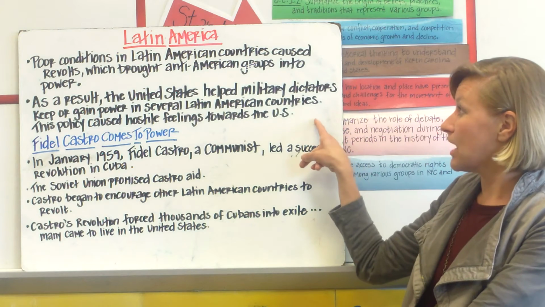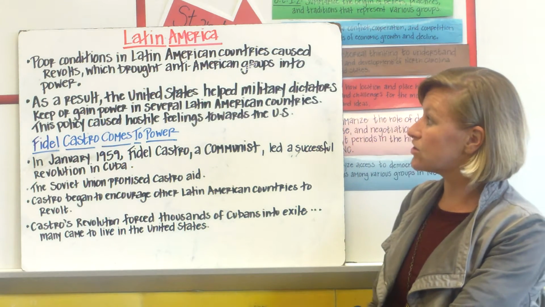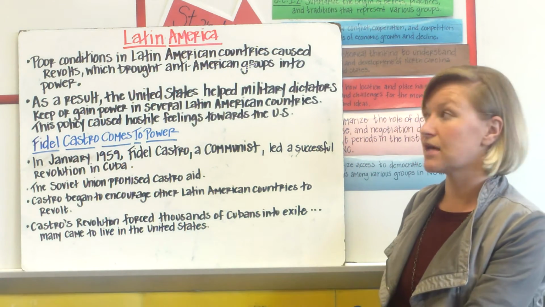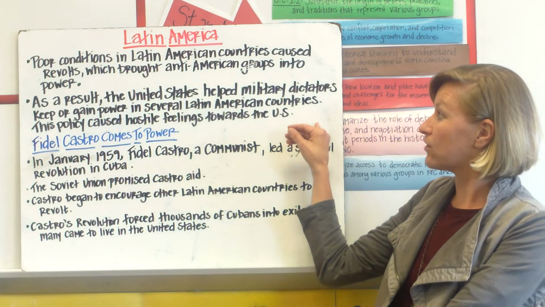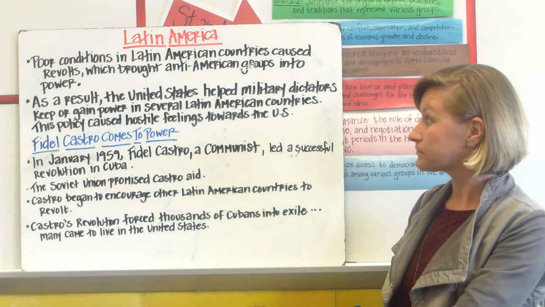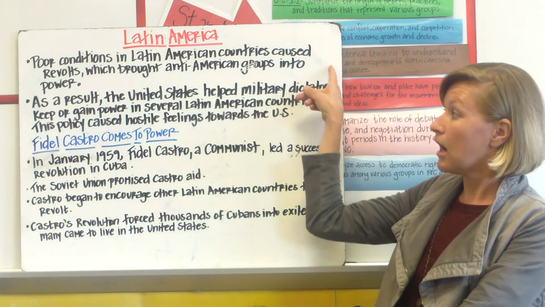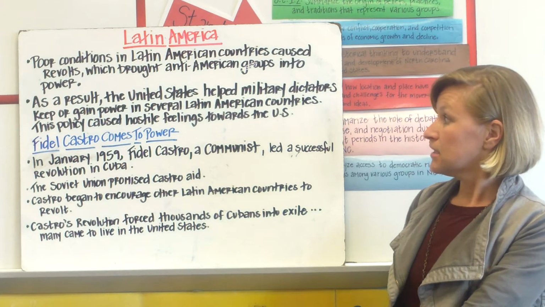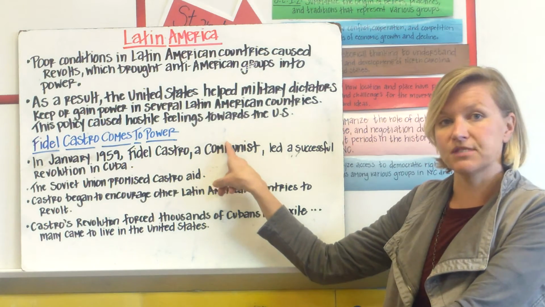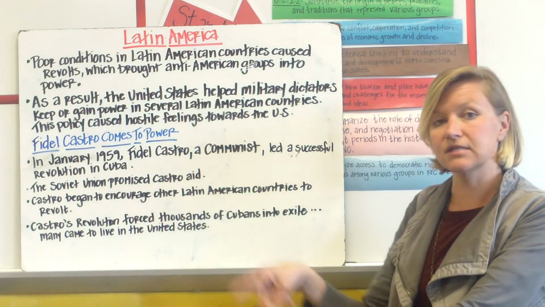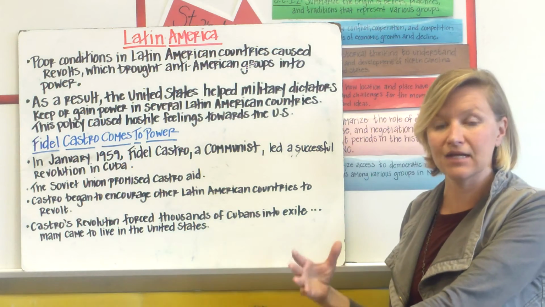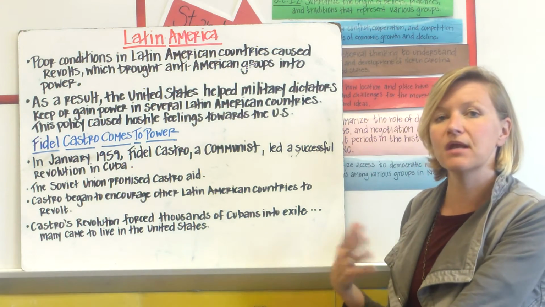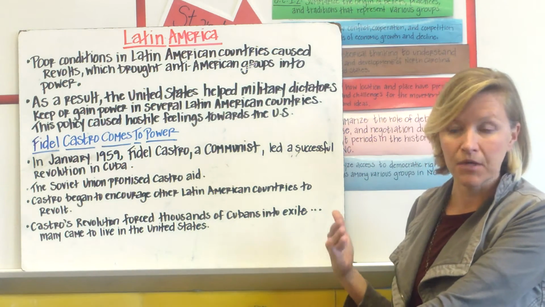So the United States helped a lot of the military dictators. Those dictators had the ability to keep or gain power in several Latin American countries. This caused even further hostile feelings towards the United States. So this is how Fidel Castro comes to power in Cuba. He's a great example of this, and one that we can connect to because he's been an important part of history for a long time.